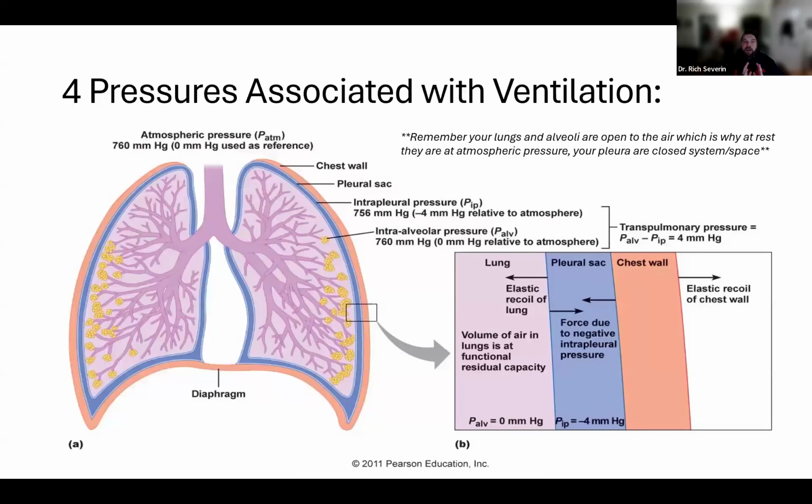It's always important to remember that your lungs sit in this potential space called your pleura, your pleural space or pleural sac, which is created because there's a force couple or balance between the outward pull, or the elastic recoil, of the chest wall, which wants to pull out in this direction, and then the elastic recoil of the lung.